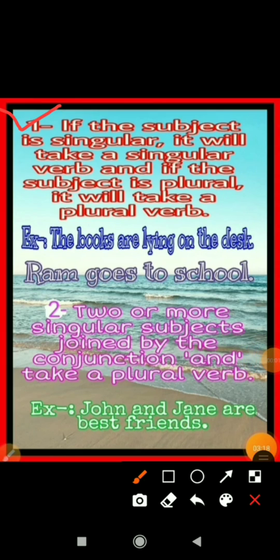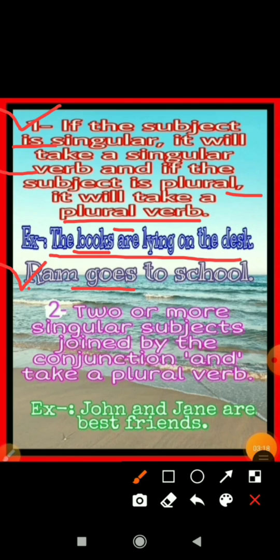First rule is, if the subject is singular, it will take a singular verb, and if the subject is plural, it will take a plural verb. So it is very clear: if a subject is singular, then we will use a singular verb, and if a subject is plural, then we will use a plural verb. Example, you can see, the books are lying on the desk. Here we have used are because the subject is plural, that is books. Second one is, Ram goes to school. Here we have used goes because Ram is singular. If in the place of Ram boys were there, it would be boys go to school. So that's how the verb agrees with the subject.